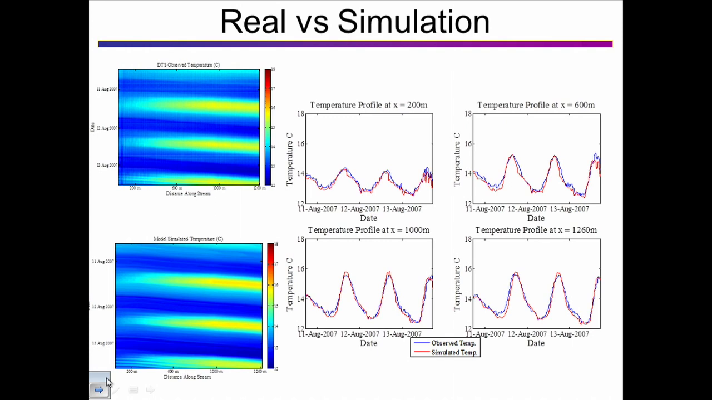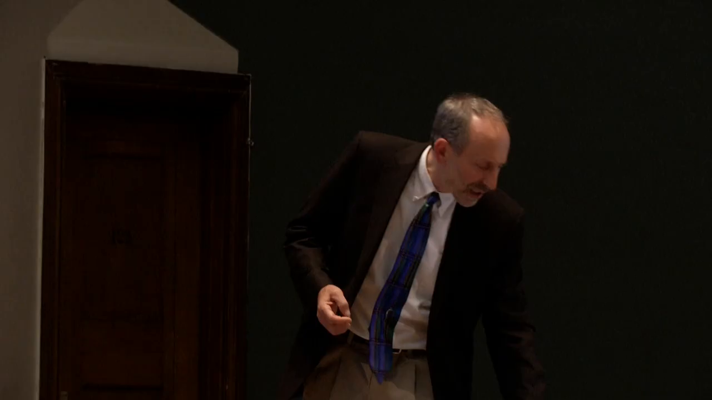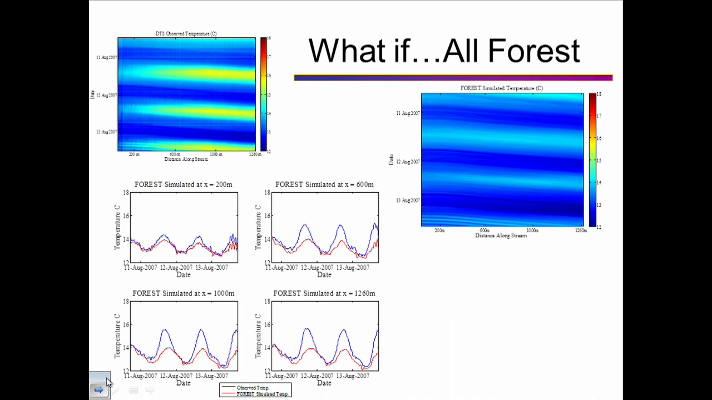Well, it's because the thermodynamics are fairly well constrained. We have a simple energy balance. But what does this allow? It allows us to ask what if questions. What if instead of this stream here, which in fact was largely open, had been planted all in forests? We can see that in the forested case, the peak temperatures went from 16 degrees to below 14, knocking 2 degrees C off of the peak temperatures.